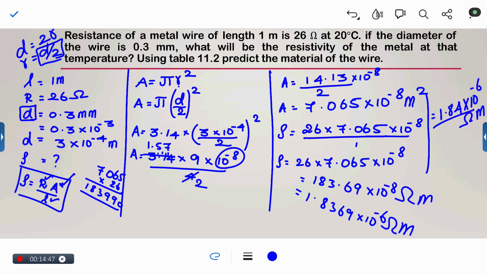So as per the given condition in this table, that means in table 11.2, if you are identifying the values, it's going to be manganese. The given material is manganese.